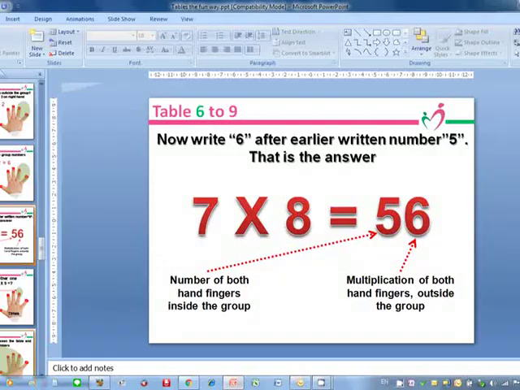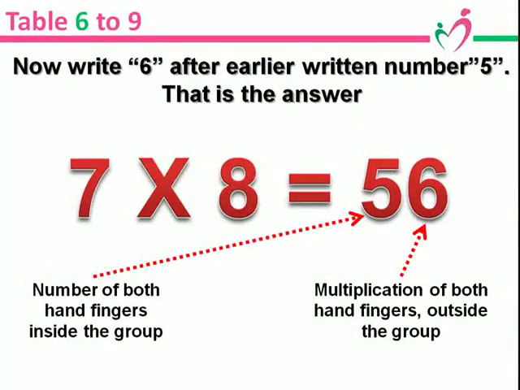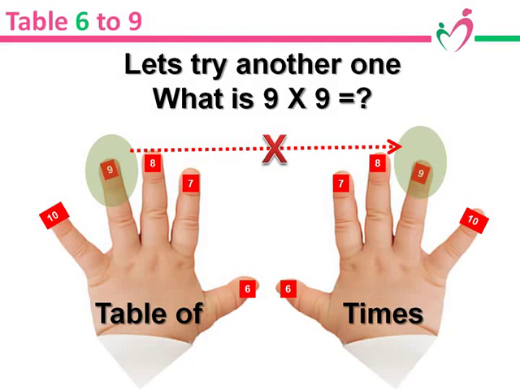What do we do with it? After multiplying 3 by 2, we get 6. So we have to write 6 after the earlier written number 5. The answer is 5, 6, 56. That's the answer to 7 multiplied by 8. Isn't that amazing? Let's try another one.